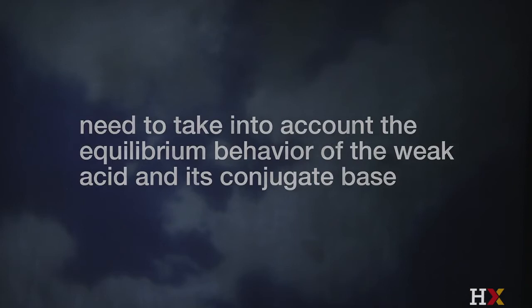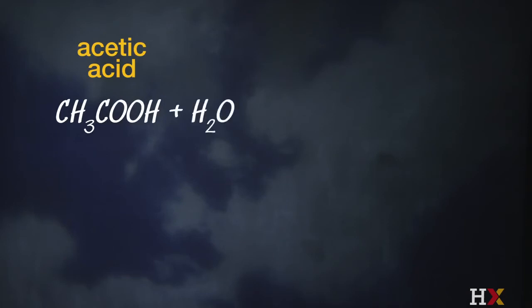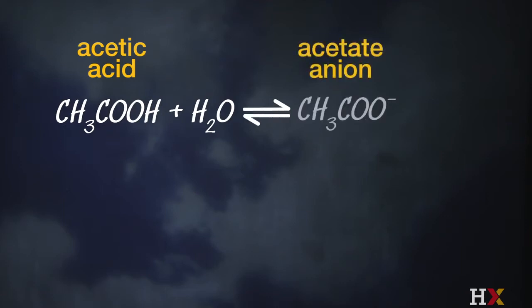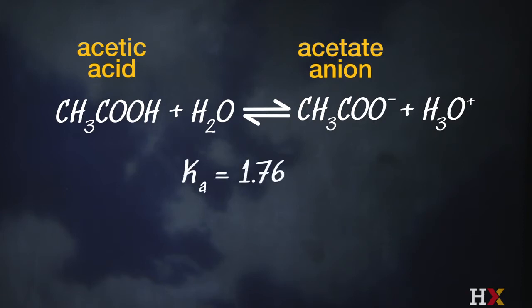Let's take our favorite acid, acetic acid, CH3COOH, and let's react that with water. And in that weak acid reaction, we produce the acetate anion and we produce an H3O plus. That is the reason for the acidity of that combination. Now the acid equilibrium constant for this reaction is 1.76 times 10 to the minus 5.